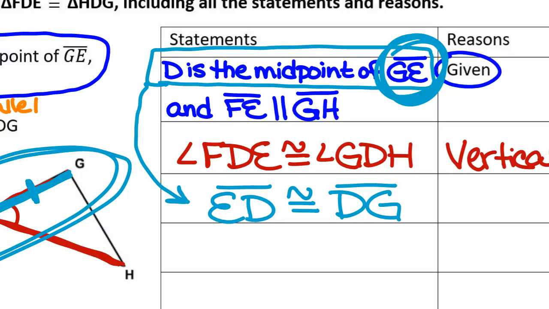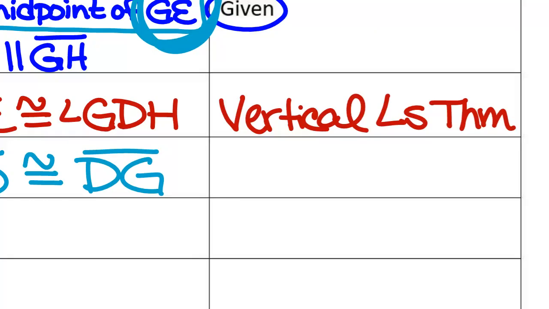We made this jump because we were told that D is the midpoint, but what are we using to say those two smaller segments are congruent to each other? We just used it a moment ago. Midpoint theorem, yes.